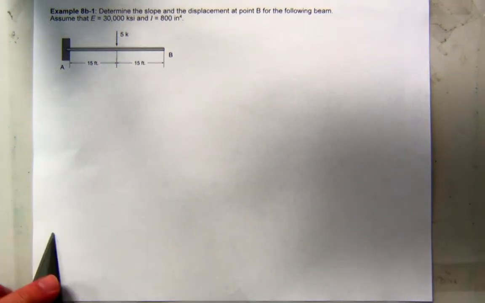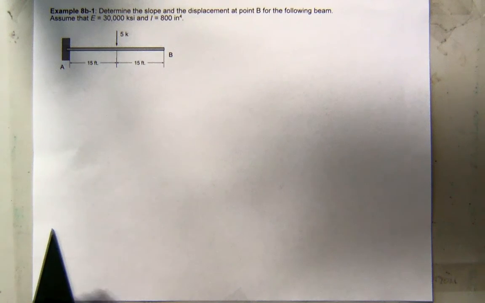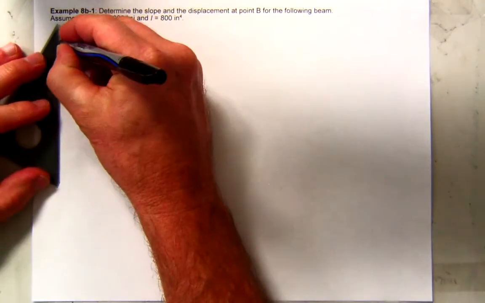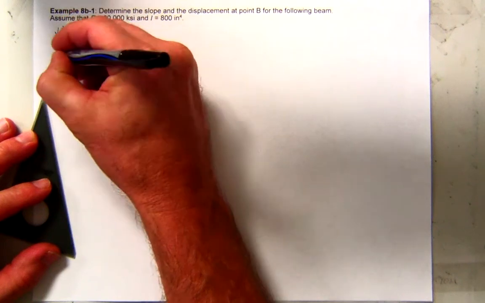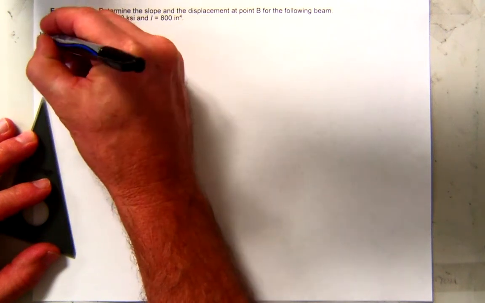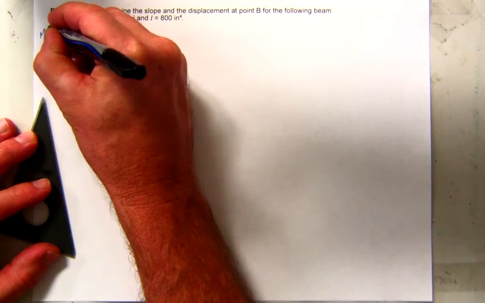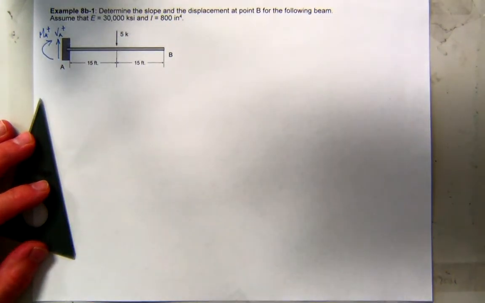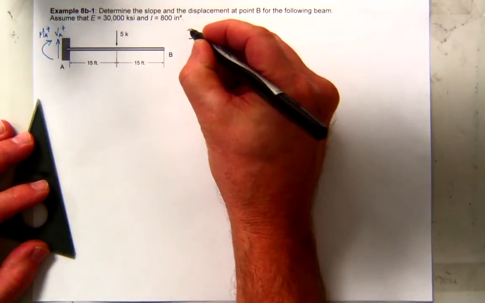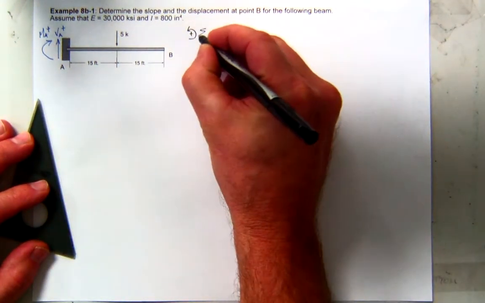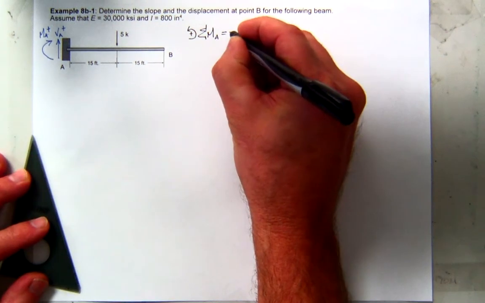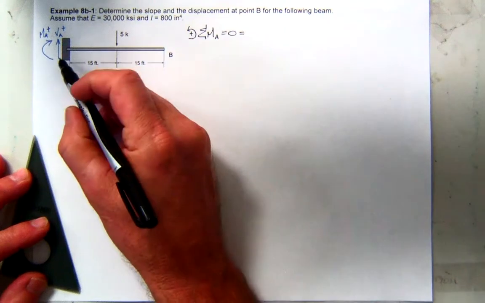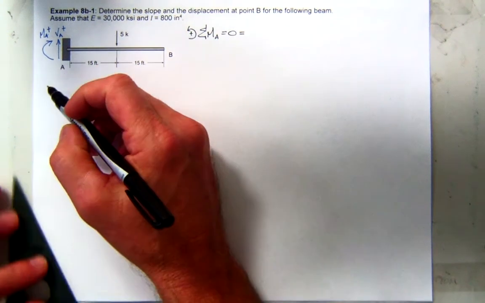So what I'm going to do is at A, I am going to assume that I have positive shear at A and positive bending moment at A. And then I'm going to find those values. So if I sum moments at A, I should be able to find my moment at A.